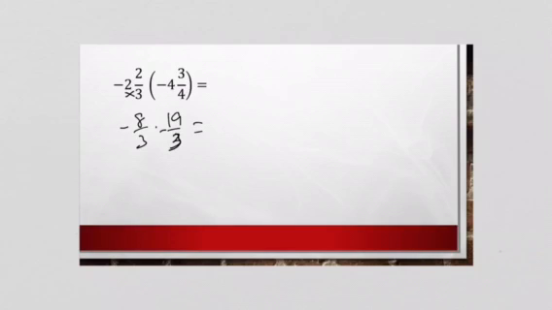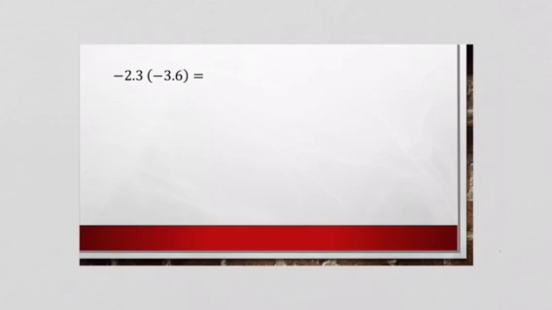So when we do this one, we're going to get a positive answer. 19 times 8, 72, carry my 7, 152, 152 over 9. I sure hope that's right. And I'm going to leave it as an improper fraction because a lot of times in algebra, we need the improper fraction.